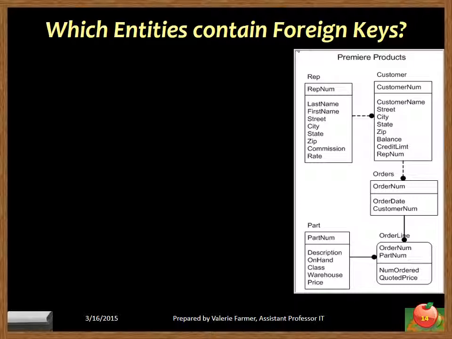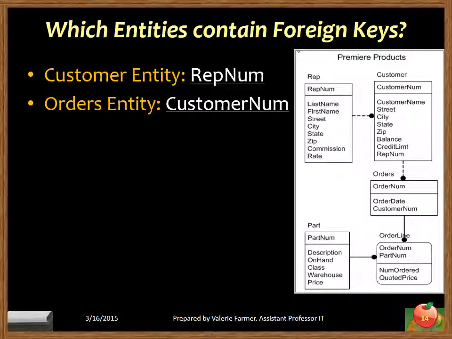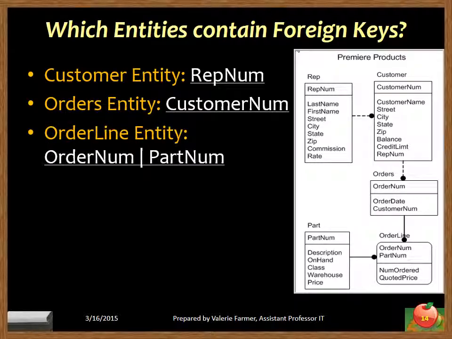Which entities contain foreign keys? Customer entity. The foreign key is the rep number. Orders entity. The foreign key is the customer number. Order line entity. The foreign key is the order number and the part number.